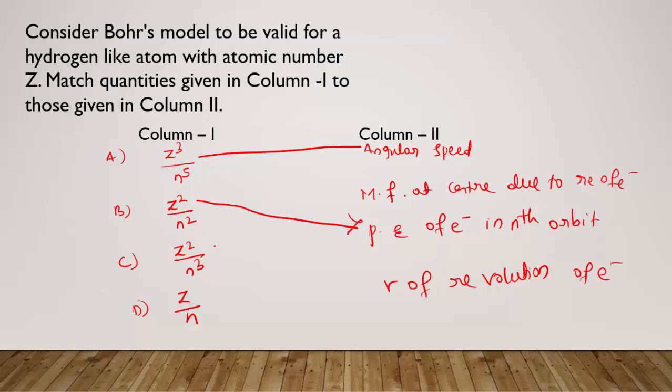And Z square divided by n cube, this formula is used to calculate the magnetic field at the center due to the revolution of the electron. And Z divided by n is equal to the frequency of revolution of the electron.